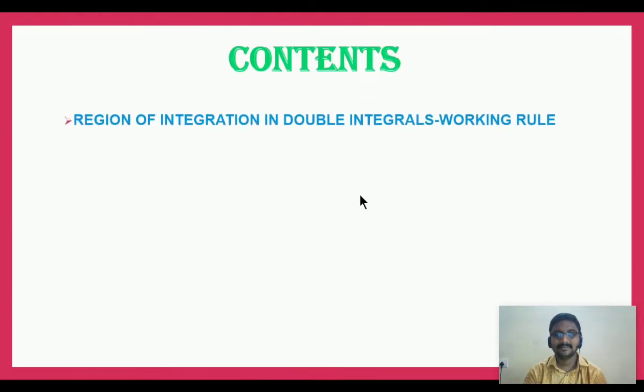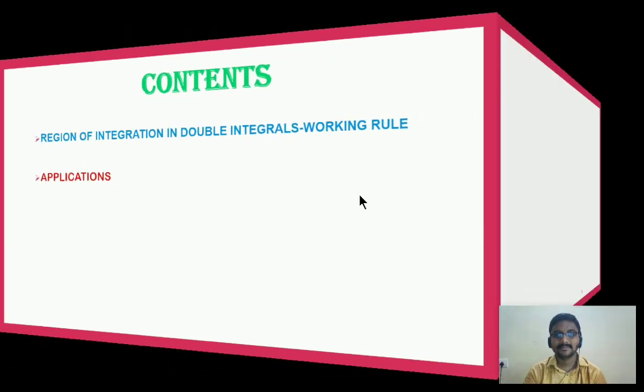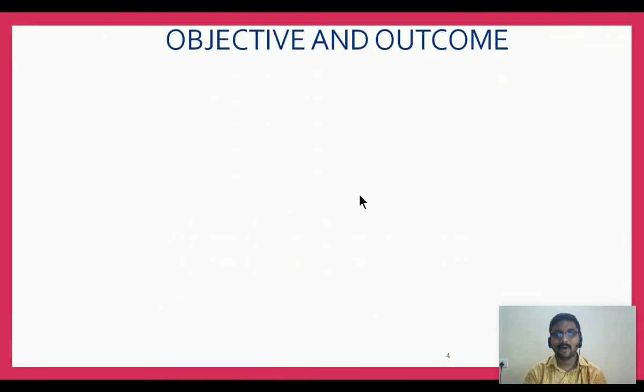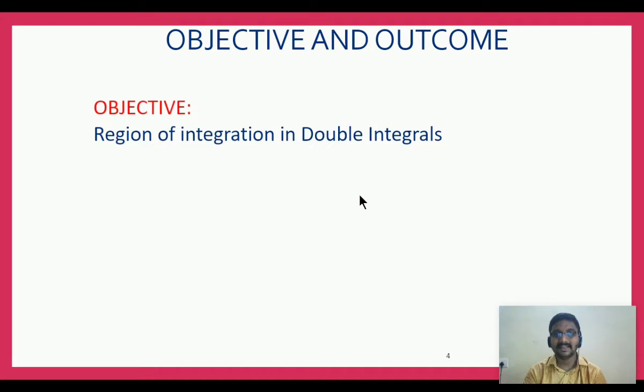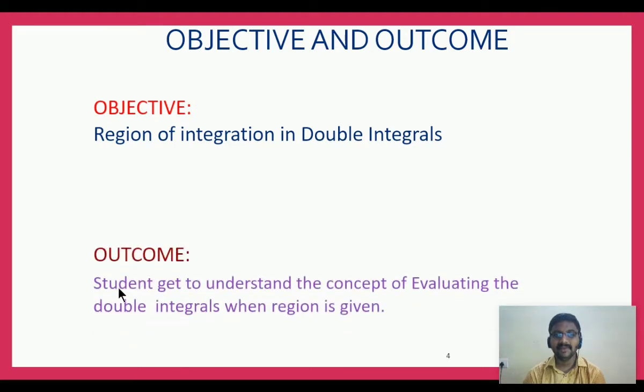Contents: Reason of integration in double integrals, working rule, applications, objective and outcome. The objective is reason of integration in double integrals. The double integrals are evaluated when the limits are not given but the region is given. The outcome is that students get to understand the concept of evaluating the double integrals when the region is given.